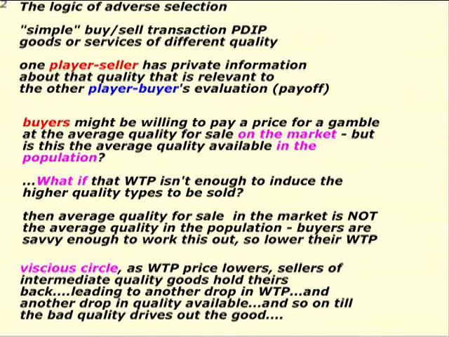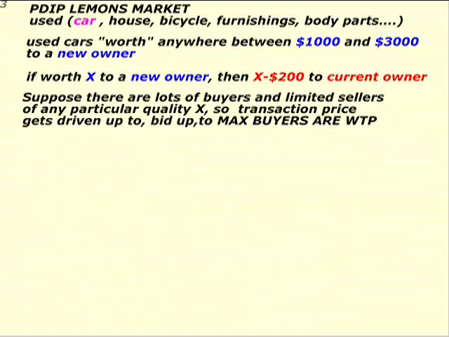Let's have a little closer look at it in a simple numeric example that's in the text, and in almost any game theory text, called the Lemons problem. So we're going to be thinking about used cars here, but it could be houses, bicycles, furnishings, body parts for that matter. Anything physical. They're going to have variations in quality, and there's buyers and sellers.